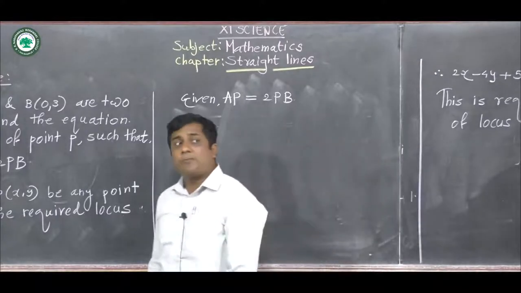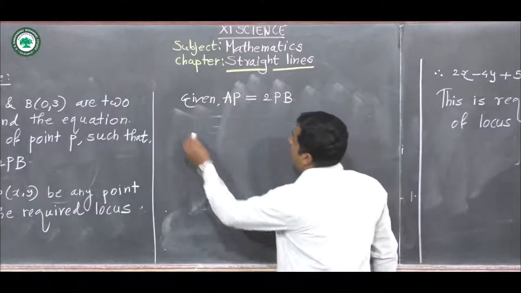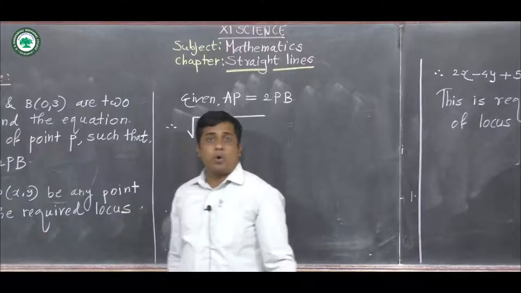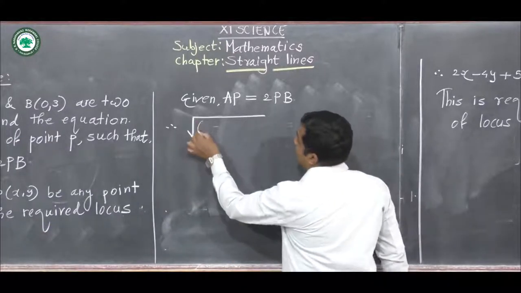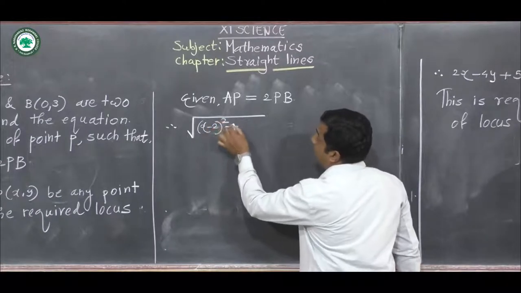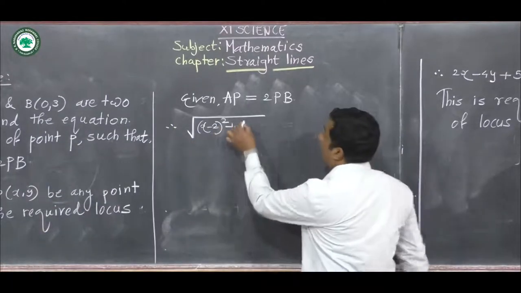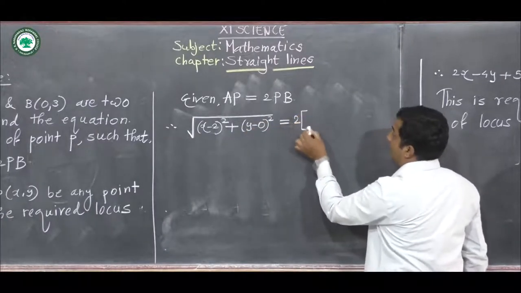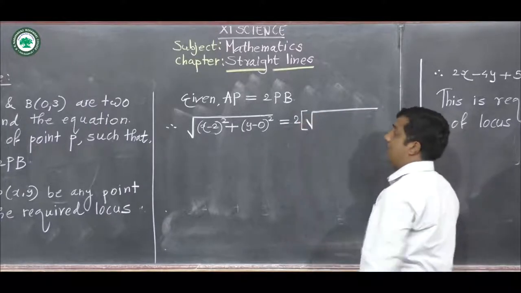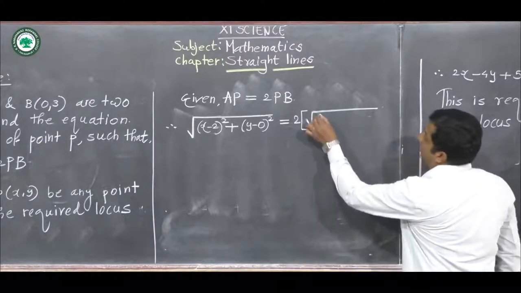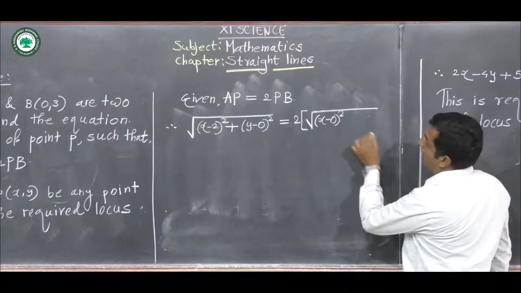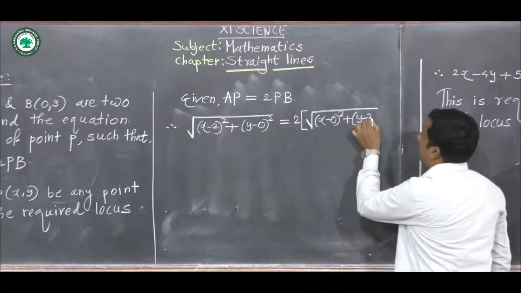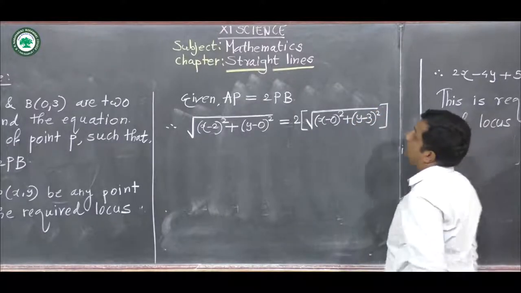Again, by using the distance formula, here I write this AP as inside the square root. Okay, so here we know coordinates of point A, we know coordinates of point P. So I write this as (x minus 2) whole square plus (y minus 0) whole square is equal to 2 into bracket. Similarly for PB, here I write in square root, (x minus 0) whole square plus (y minus 3), here 3 is given, so (y minus 3) whole square, and this bracket is complete.